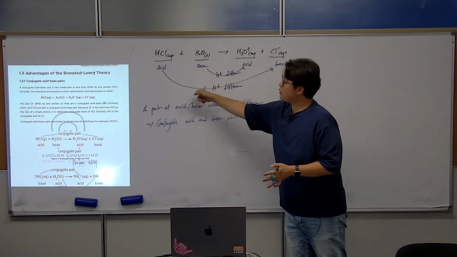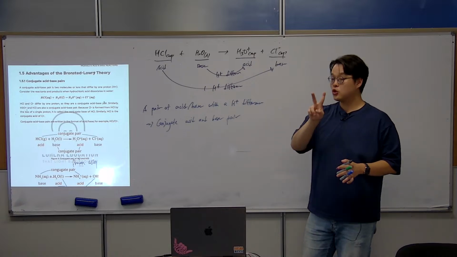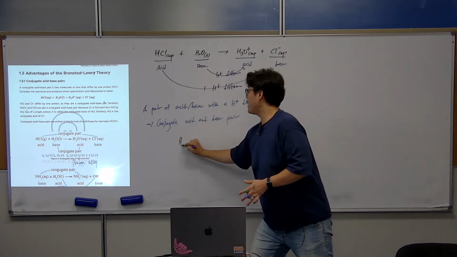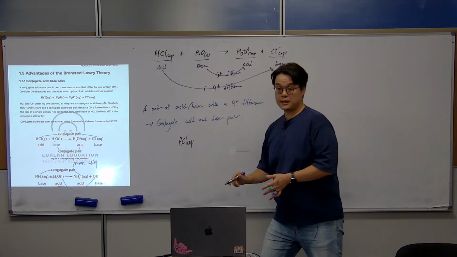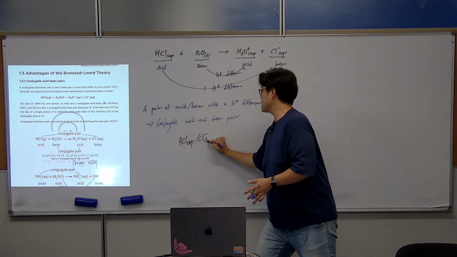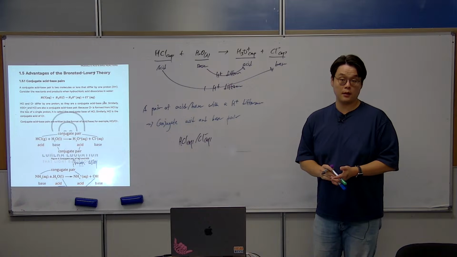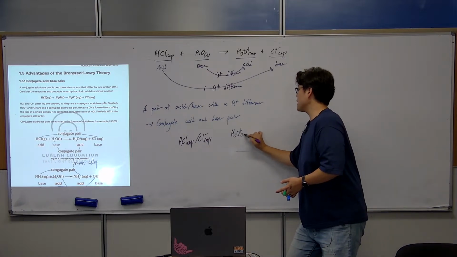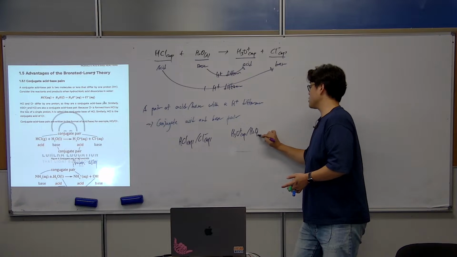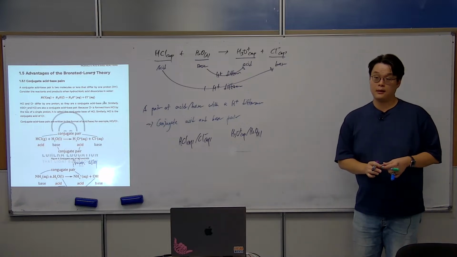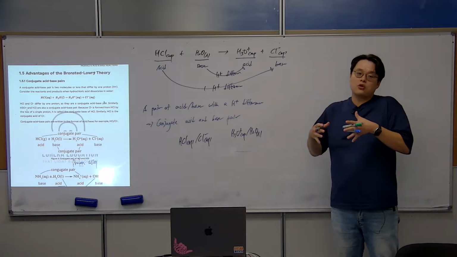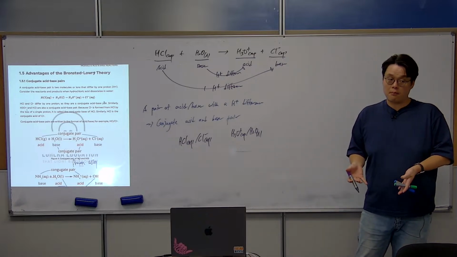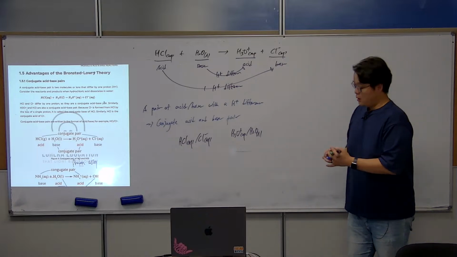So for this reaction specifically, we have two pairs of conjugate acid and base. We have hydrochloric acid that was working as an acid, and now the chloride ion that's working as a base. We also have the hydronium ion that's working as an acid, and H2O that's working as a base. So in each neutralization reaction, we may get up to two conjugate acid and base pairs like this. What about the next one?